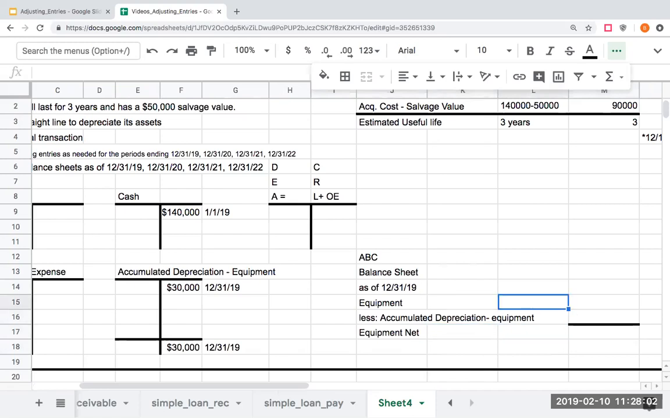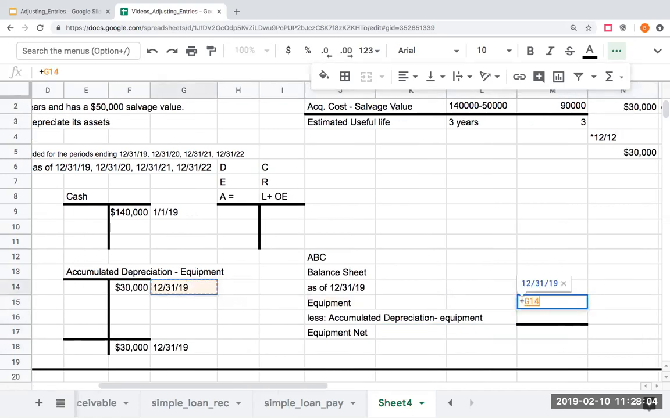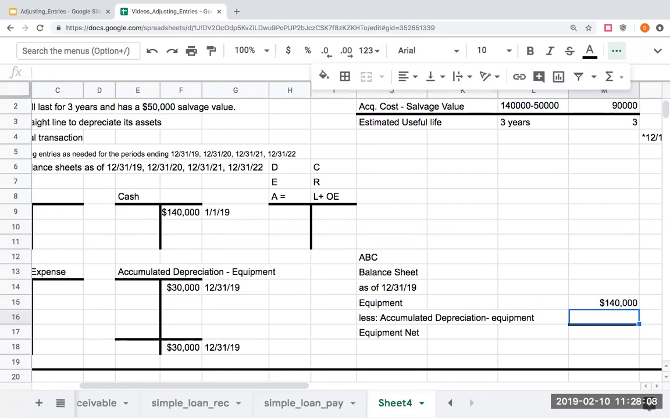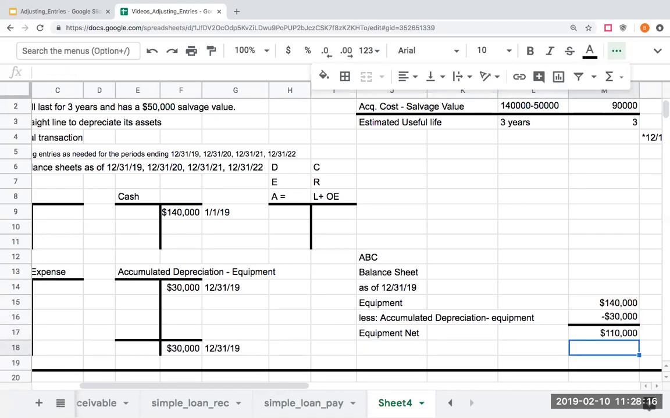What happens over here is I'm going to be showing my equipment with a cost of $140,000 less the accumulated depreciation on my balance sheet of $30,000, which will be giving me equipment net of $110,000. I'm only doing this as a partial balance sheet. And where does equipment go? On our classified balance sheet.